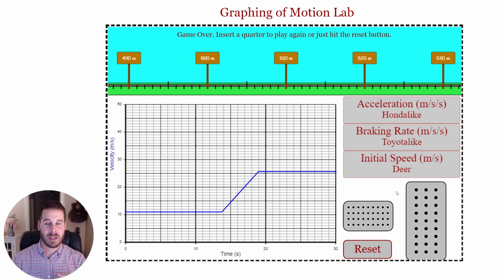So now what I have is a completed velocity time graph, and that blue line represents how fast the car was moving at any given point. You can see that it was traveling slower at the beginning, then I accelerated in the middle, and then I had a final speed that was faster at the end.